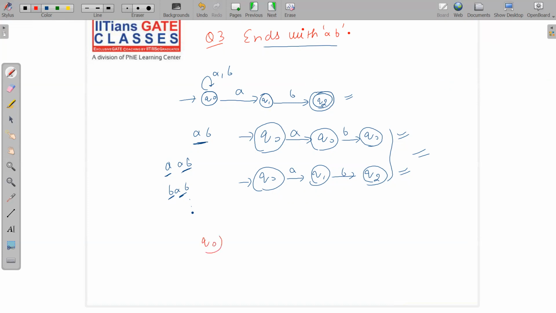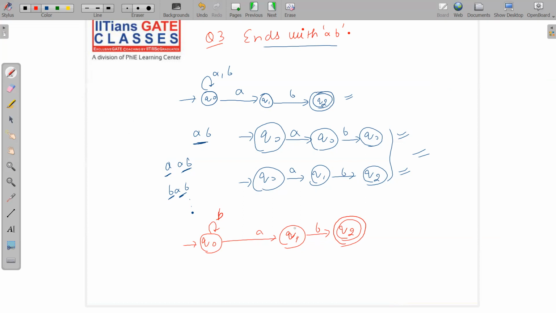So Q naught, A comma B, A to Q1, then B to Q2. Q2 is our final state. I hope now you have a good idea. So A will be removed from here, and we will keep only B here. Why? Because AB is accepted. So A and B both are completed for Q naught.